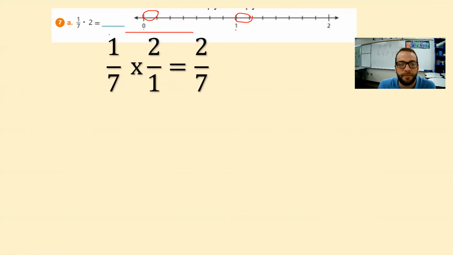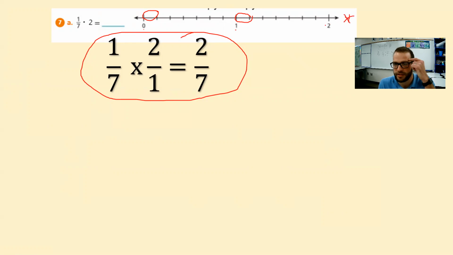But in all reality, this is what I want you to be able to do. This is wonderful if you can visualize it. It means your number sense, your understanding of numbers is great. But in all reality, I don't care about you being able to put it on a number line as much as I care about you being able to say, oh, I need to find 1/7 of 2, turn 2 into a fraction, find your answer.